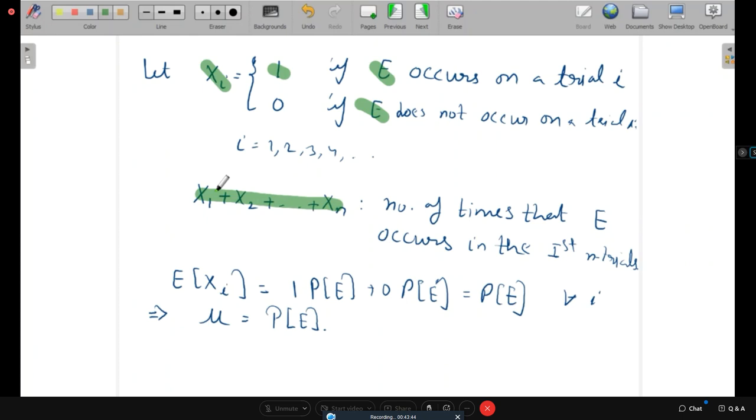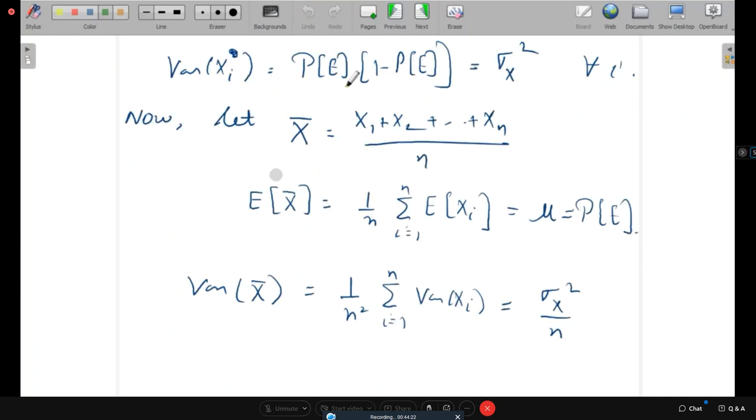So we are interested in looking at what will happen in the long run. You have already dealt with the indicator random variable, and you know very well that the mean of each random variable is the probability of occurrence of E, and you have also found the variance. What was the variance of an indicator random variable when the event occurs or does not occur? It is probability of E times 1 minus probability of E, if you recall that. So this gives you the variance for each i.